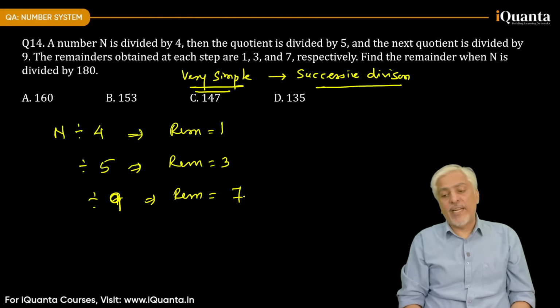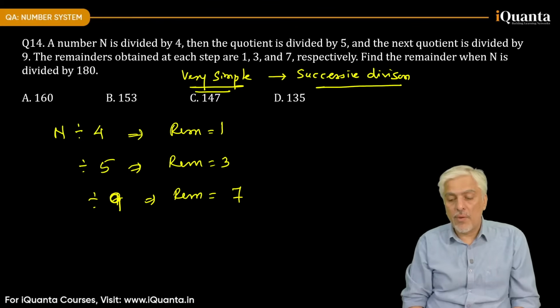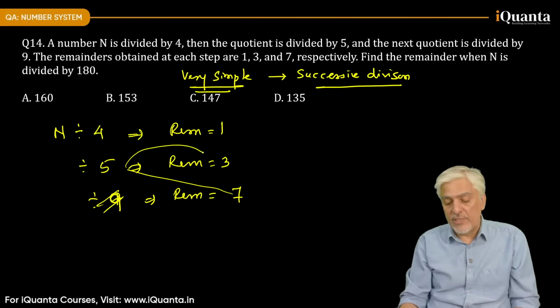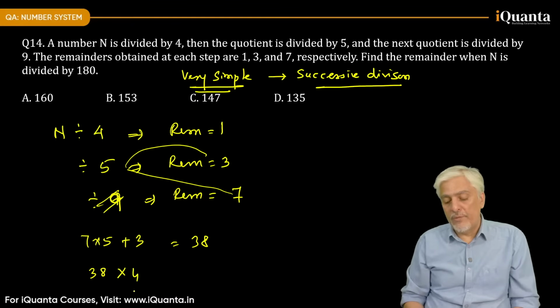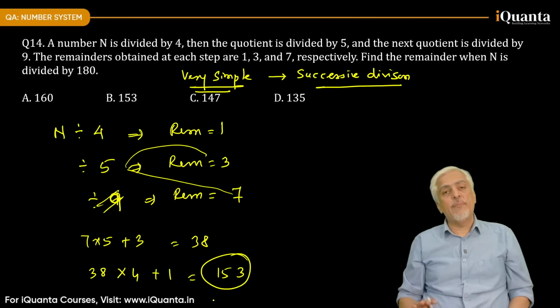I hope you remember what I had taught you over here. ये 9 का कुछ काम ही नहीं है. 7 5s are 35. 35 plus 3, 38. 38 4s are 152 plus 1, 153. Smallest possible number is 153.